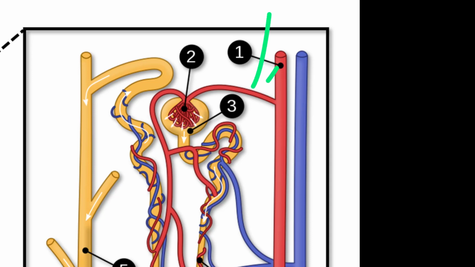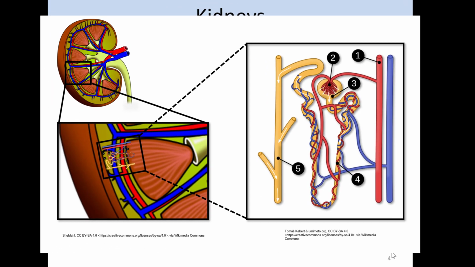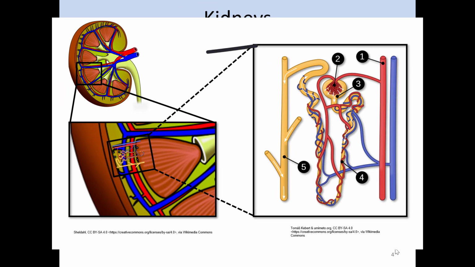So the afferent arteriole brings blood towards the glomerulus, which means the efferent arteriole will bring blood away from the glomerulus. The efferent arteriole will deliver blood into capillaries that surround the outside of the nephron. And then those capillaries will drain into venules, and those venules will drain into several different veins, which eventually drain into the renal vein, which itself will drain into the inferior vena cava.